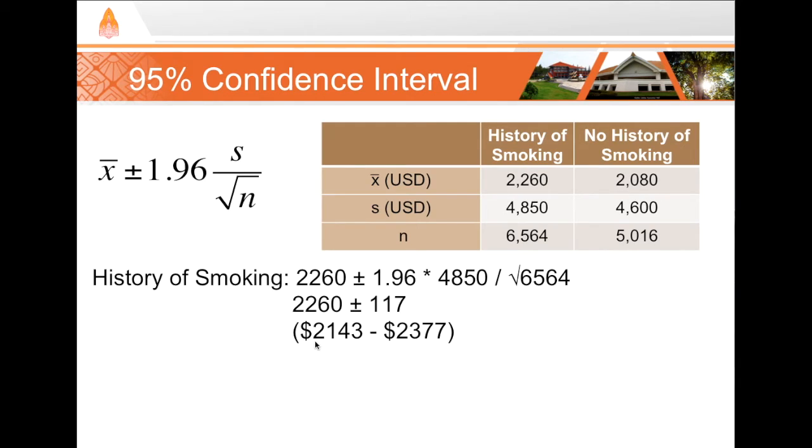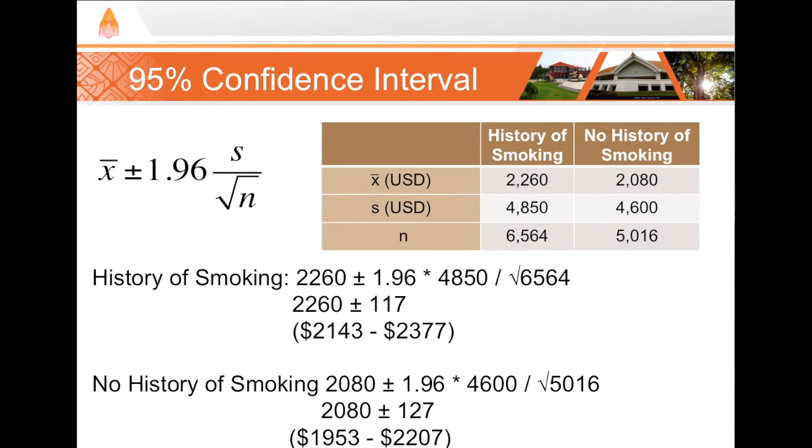So our confidence interval is this. It goes from $2,143 up to $2,377. For the group without a history of smoking, 1.96 times the standard error works out to be $127. And so our 95% confidence interval would be this.